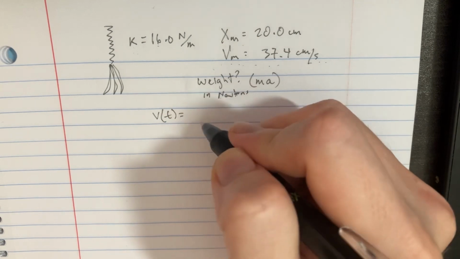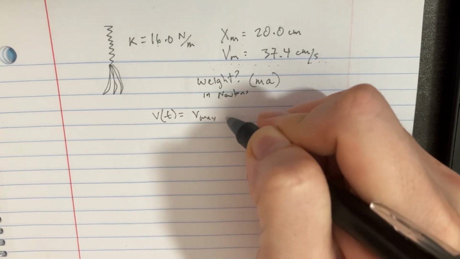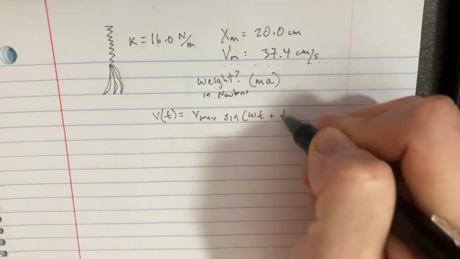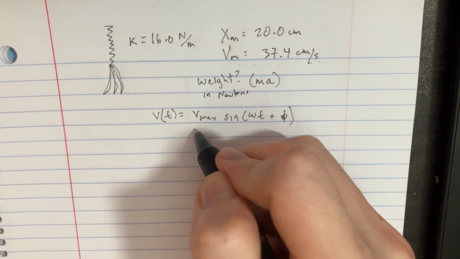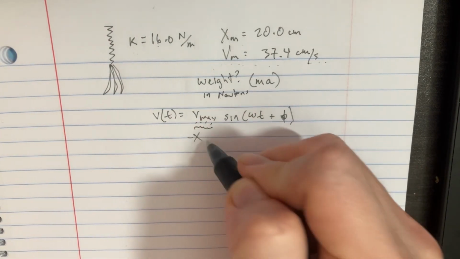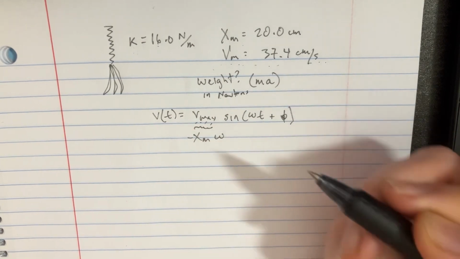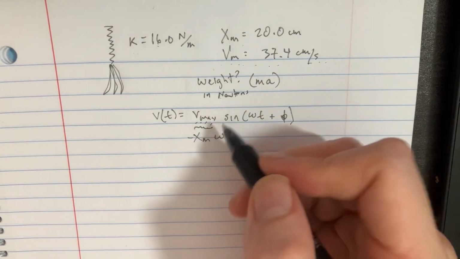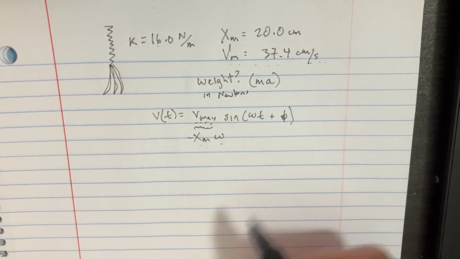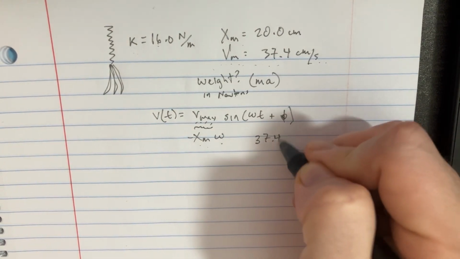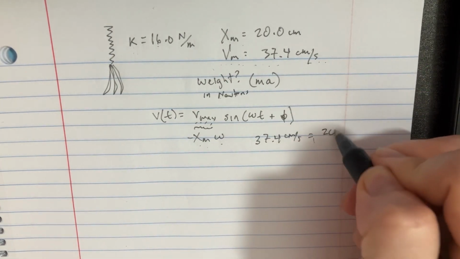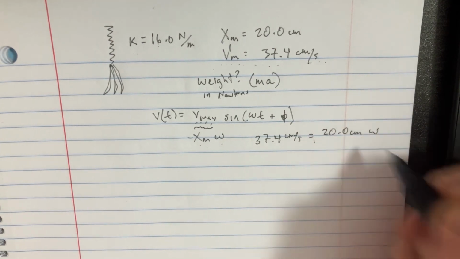V(t) is going to be equal to Vmax times sine of (ωt plus this phase constant). We're really interested in this part because we can also replace Vmax with negative xm times ω. Let's ignore the negative sign, but let's consider that Vmax is equal to xm times ω. And since we know xm, we can basically say 37.4 is going to be equal to 20 centimeters times some ω.